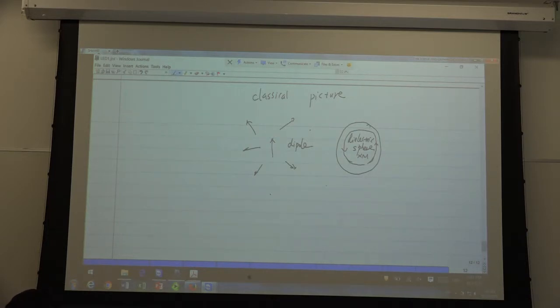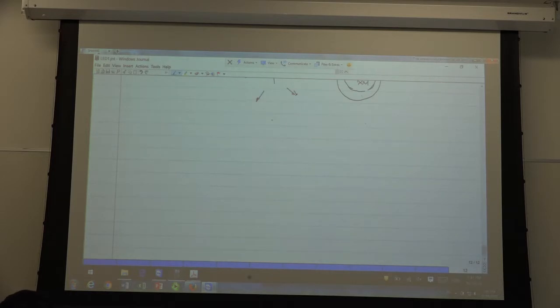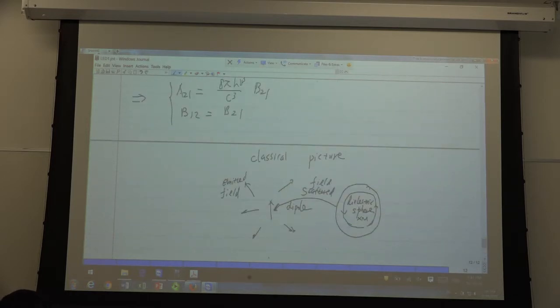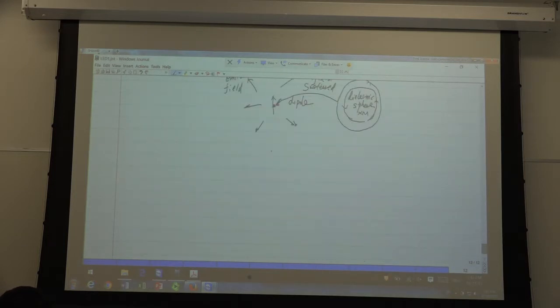And this will interact with the dipole. This scattered field will interact with the dipole. This is the immediate field from this dipole, and it changes the field around this dipole. A changed field. Okay, this is the physical picture.